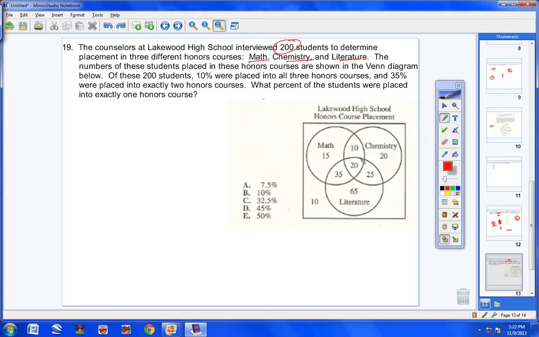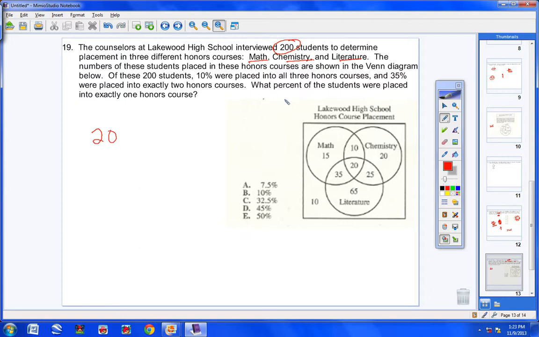Well, there's only one place up here that if I shade it, it's in all 3 circles, and it's that 20 right there. It's in this circle here, is it not? Sure it is. And it's in this circle here, isn't it? Sure. So this 20 right here is in all 3 circles. That means how many students were allowed to enroll in all 3 honors courses? How many? 20.